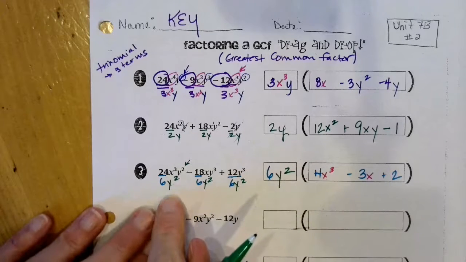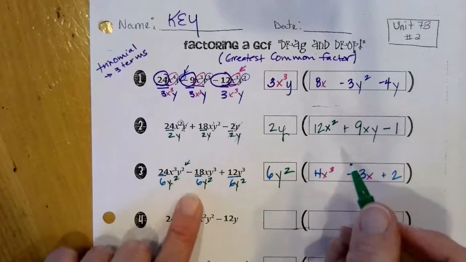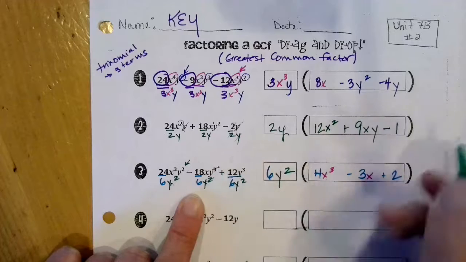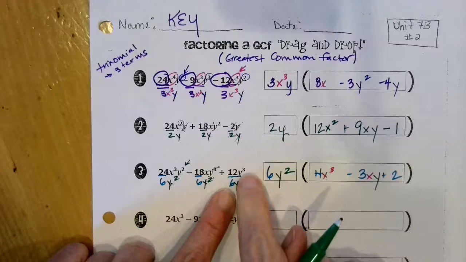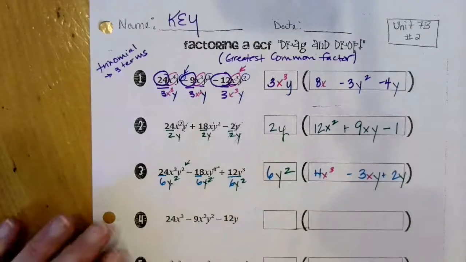Okay, so let's talk about what we have left. These 2 y's cancel out. I don't need to write anything. These 2 y's cancel out with 2 of those, leaving me with 1 y. And these 2 y's cancel out with 2 of those, leaving me again with 1 y.